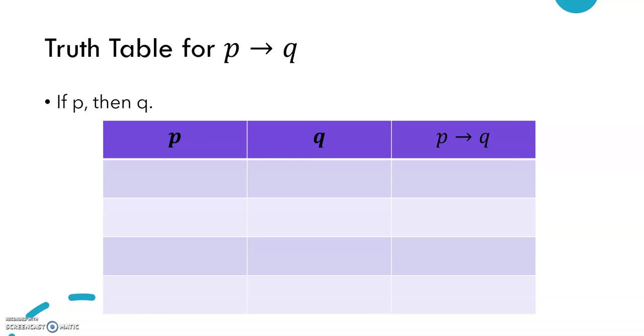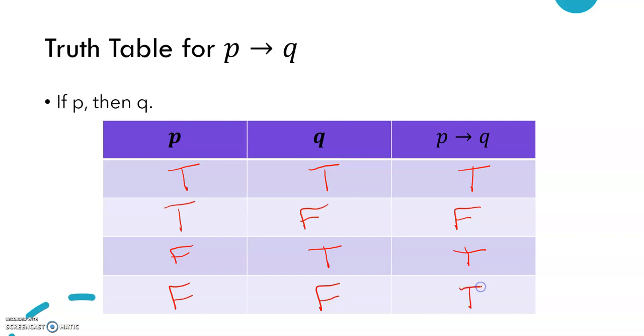The truth table for P implies Q. If P, then Q. If P is true and Q is true, P implies Q is true. If P is true and Q is false, P implies Q is false. If P is false and Q is true, P implies Q is true. If P is false and Q is false, P implies Q is true.